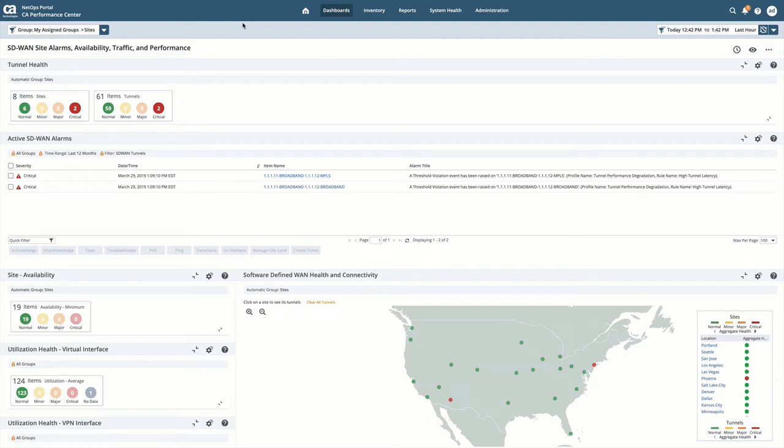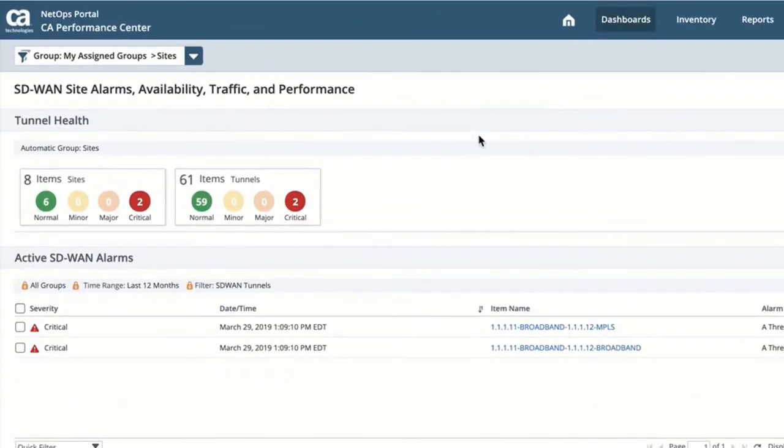NetOps 19.1 delivers a unified view of SD-WAN monitoring, allowing your operations team to easily and effectively troubleshoot SD-WAN issues from pilot to full deployment. Looking at our dashboard, we can very easily see we have two critical alarms related to tunnels within my environment. The unified alarm view provides threshold information processed through the NetOps fault correlation engine to provide a simple view into performance issues within your WAN.